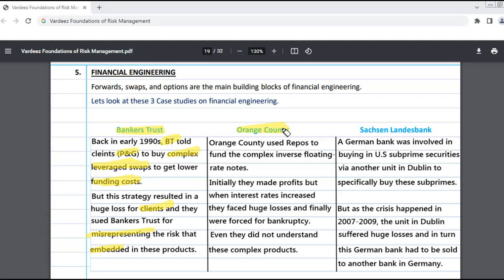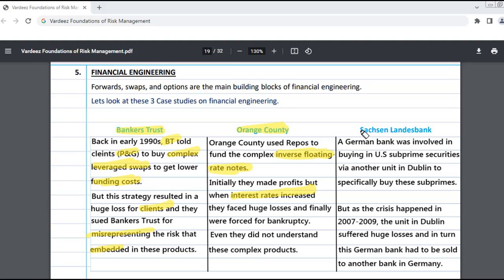Moving on to Orange County, they used repos to fund complex inverse floating rate notes. Initially they made a profit out of this, but then interest rates increased, they faced huge losses, and finally they were forced into bankruptcy. So even they did not understand these complex products. Imagine Orange County having to go bankrupt by not understanding the complexity of inverse floating rate notes.